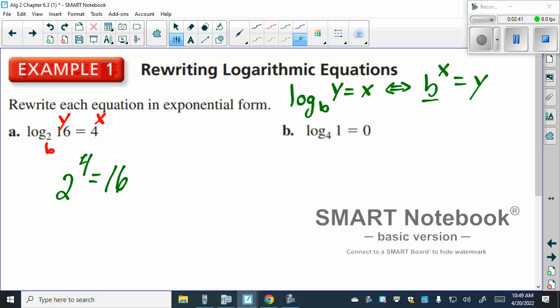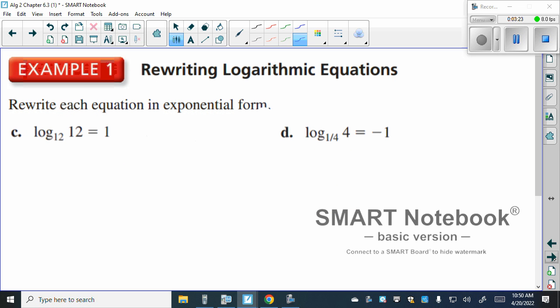We have log base 4 of 1 equals 0. Here the value of b is 4, 1 is our y, and x is 0. So how would we rewrite this? 4 to the 0 equals 1, because anything to the 0 power except for 0 is 1. That's just our definition that we have with exponentials. Questions on this here? Are you ready for the next one?